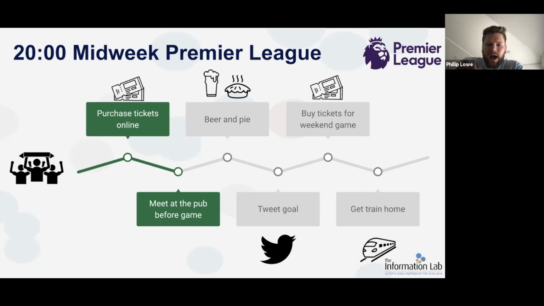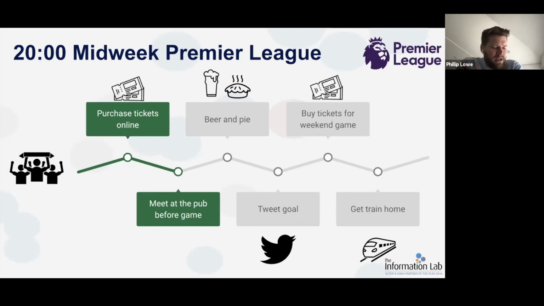So how are they usually going to approach that? They're going to purchase their tickets online, perhaps. They're a fan, they're not a season ticket holder. So that's an initial data point. They might meet at the pub before the game with their mates. Once they're in the stadium, perhaps at half time, they'll buy a beer and a pie. They've got some good seats there behind the goal. They tweet a picture of the goal.